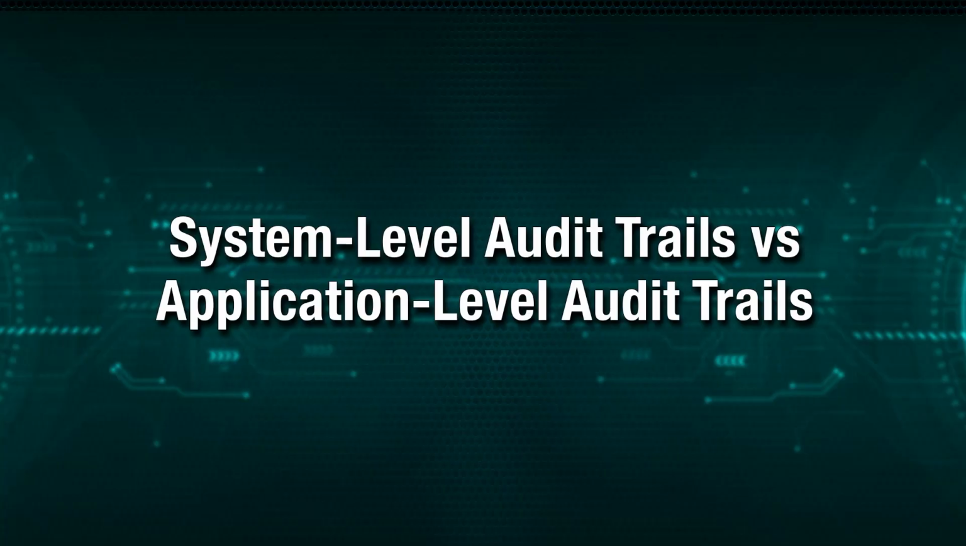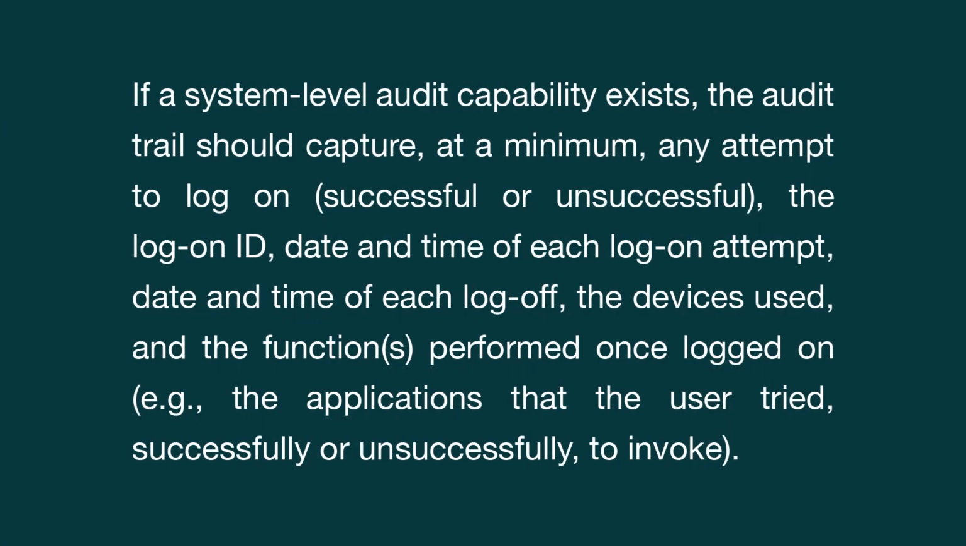System level audit trails versus application level audit trails. If a system level audit capability exists, the audit trail should capture at a minimum any attempt to log on, successful or unsuccessful, the logon ID, date and time of each logon attempt, date and time of each log off, the devices used, and the functions performed once logged on. For example, the applications that the user tried successfully or unsuccessfully to invoke.